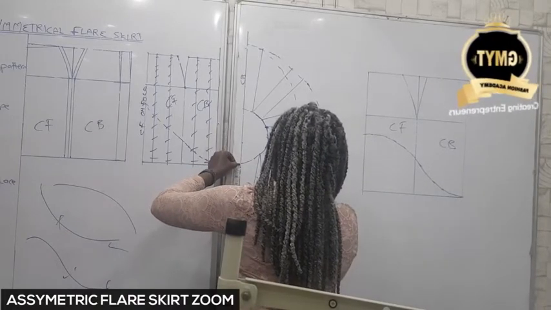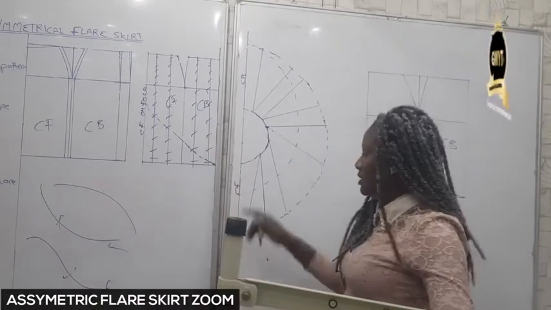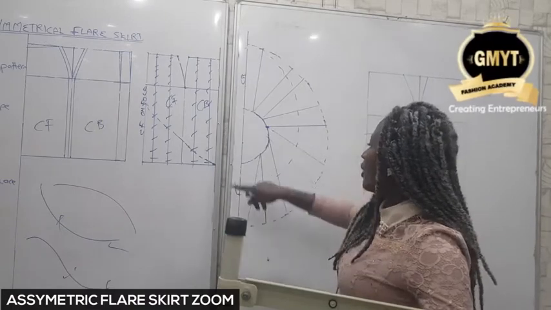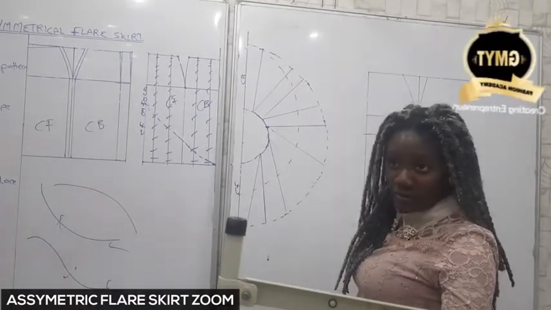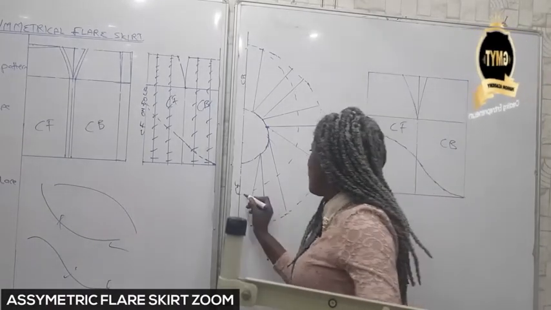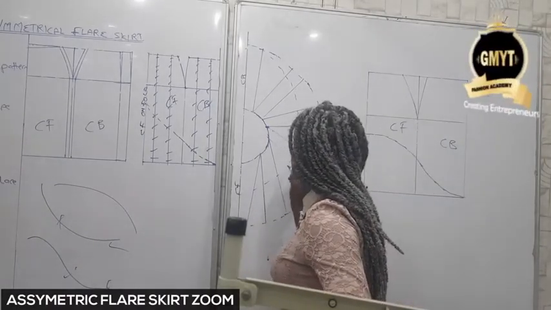So from the waistline on my CF, I picked 4.5 inches all the way down, and then I connected it back to my 9 inches. So how do I do it? Yes, a curve cannot help you, so you have to use your hand to form dotted lines. Your dotted lines take you all the way.